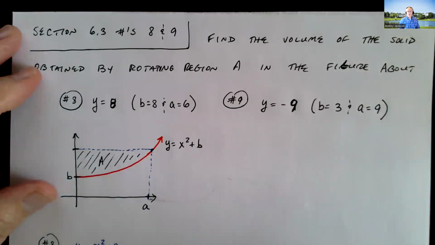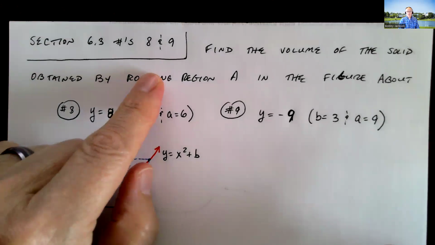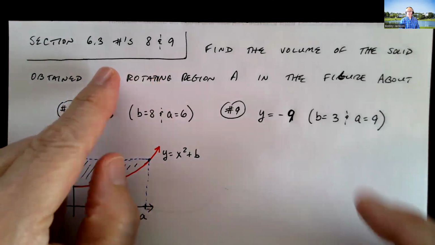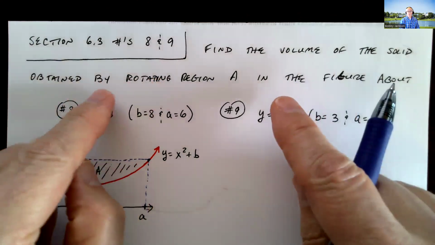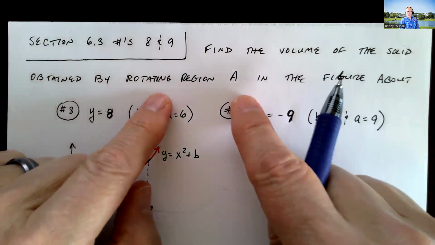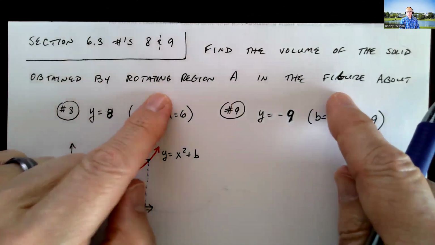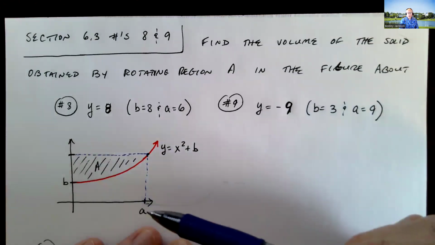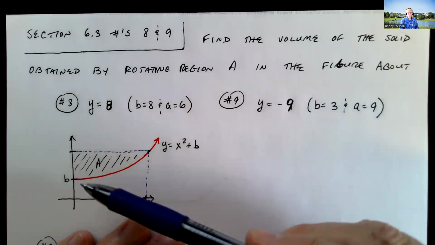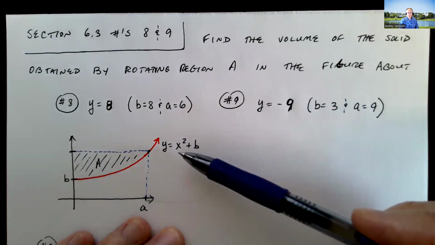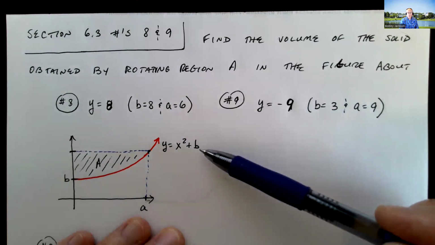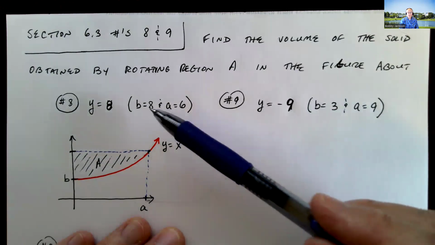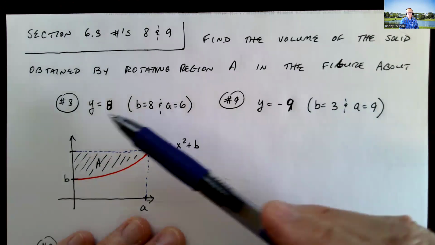Okay, everyone, let's take a look at numbers 8 and 9 in section 6.3. They're very similar. We're going to find the volume of the solid obtained by rotating region A in the figure below. So I reproduced the diagram, and it's kind of a generic diagram. You've got a parabola, y equals x squared plus b, and b takes different values. And again, your problem might be slightly different.